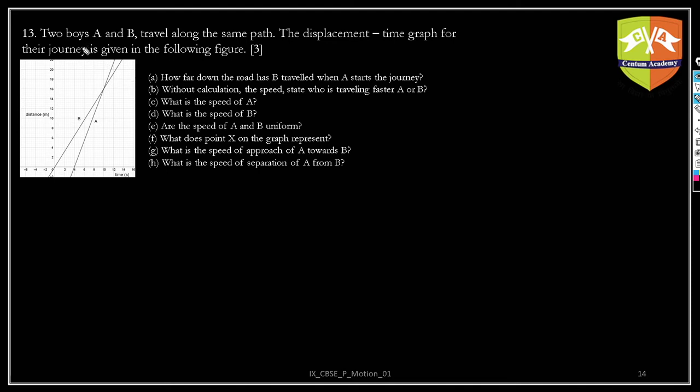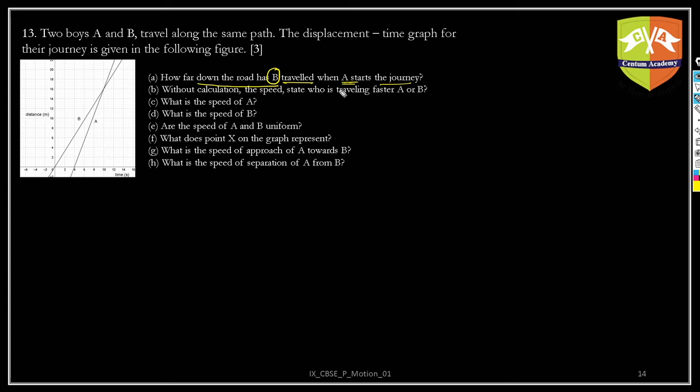So in this question, it says that two boys, A and B, travel along the same path. The displacement time graph for their journey is given in the following figure. And we have to find out how far down the road has B traveled when A starts the journey. Okay, so A is this line. This is the graph for A, and this is the displacement or distance time graph of B.